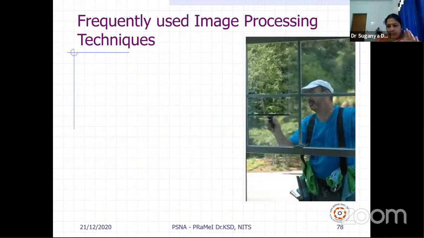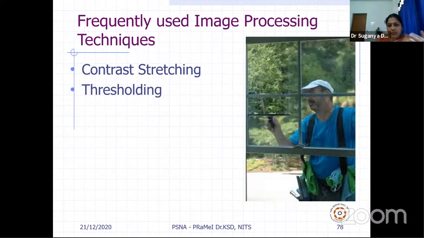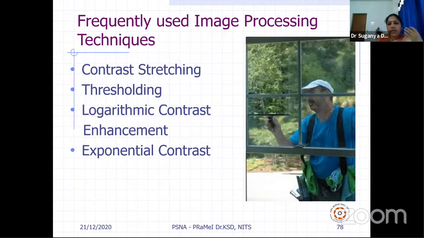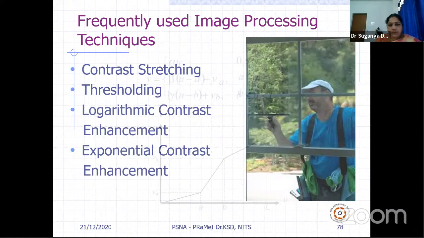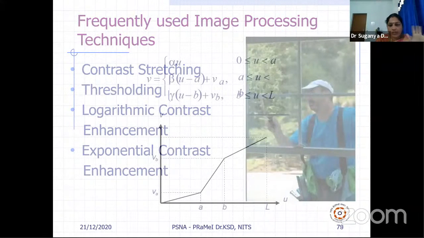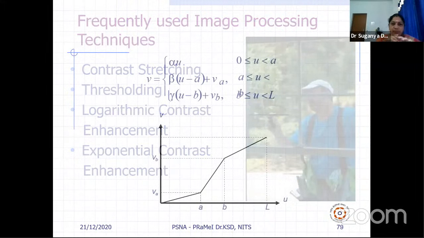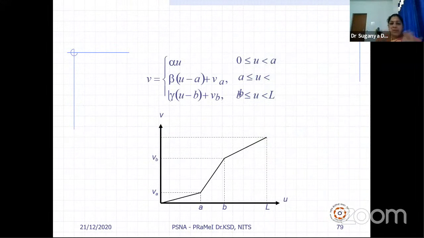Actually, the window is blurred and he is cleaning it, and now it is clear, right? Likewise, the techniques that can be used to improve the images are contrast stretching, thresholding, logarithmic contrast enhancement, and exponential contrast enhancement. So this is the contrast stretching. I'm briefing in a layman's approach.